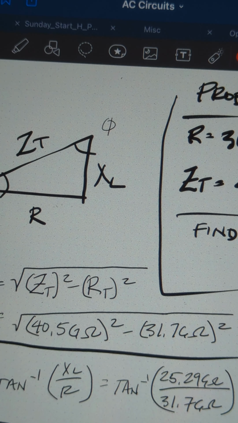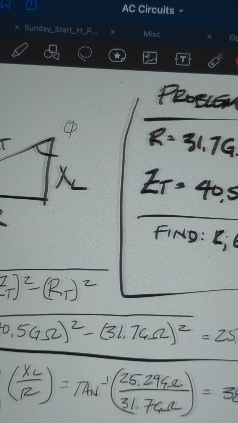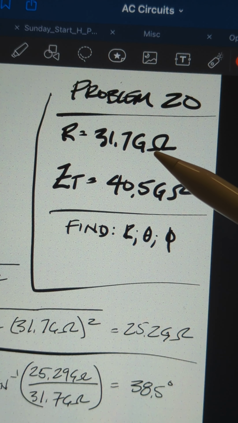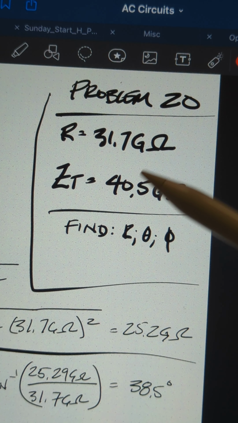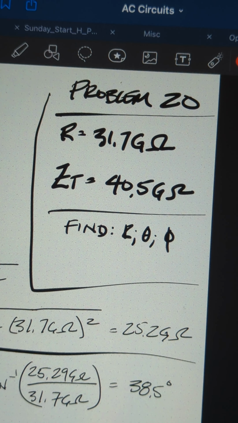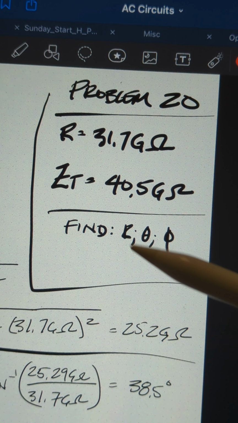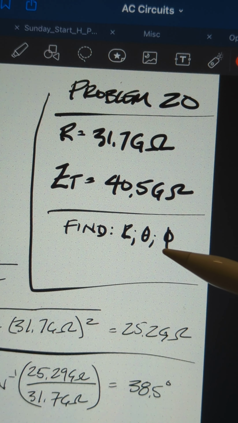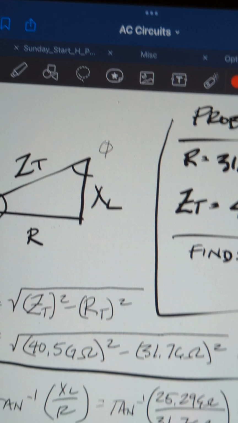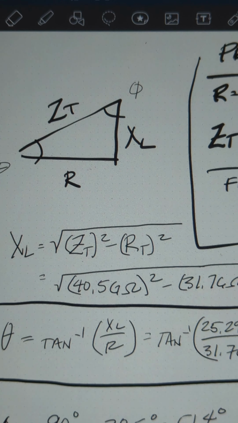And then finally, in this last one here, this is going to be for problem 30. This is my given values. I've got 31.7 gigohms and ZT, the overall total impedance, of 40.5 gigohms. We have a resistance we're going to find, a theta we're going to find, and a phi we're going to find. So in order to do that, the first thing we'll do is look at this XL value.